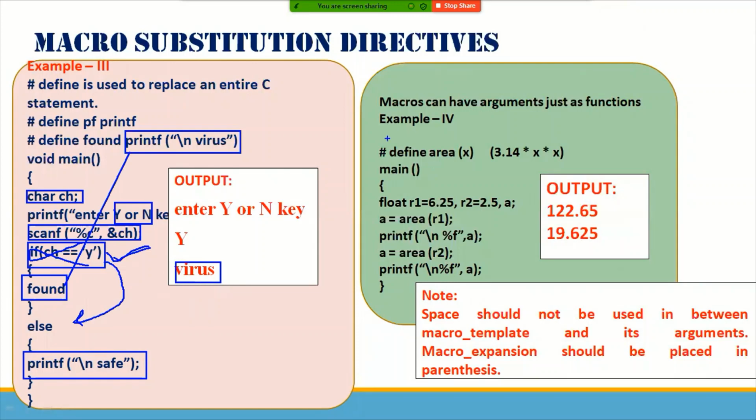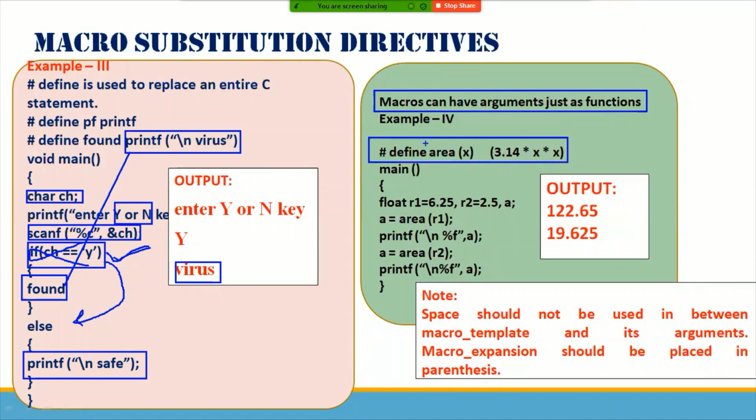Fourth example: not only constant values, replacing entire C statements or some confusing strings, but we can also pass arguments. A macro can have arguments just as functions. In this #define AREA(x), what is the area of x? This expression, 3.14 into x into x. We are supposed to pass the x value. If you pass the x value, that value will be substituted here, and the entire expression value will be substituted in this particular place. You see, two radius values are declared and initialized along with A.